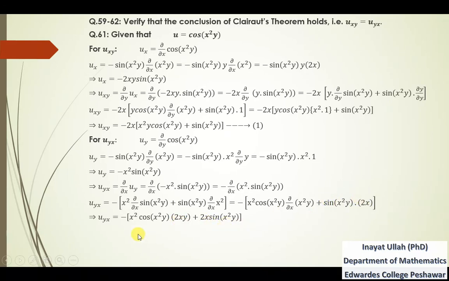Now we see that 2x is common in these two terms. Taking 2x common, we are left with x²y cos(x²y) plus sin(x²y). That is equation 2. Now from equation 1 and 2, these two are the same. So u_xy is equal to u_yx. So for this function, Clairaut's theorem also holds.